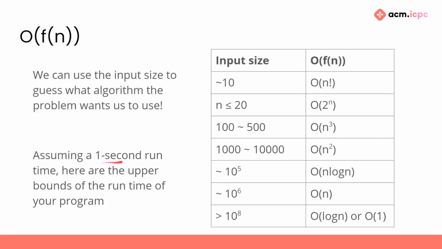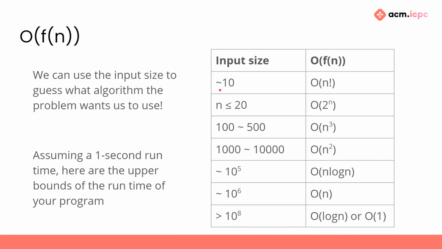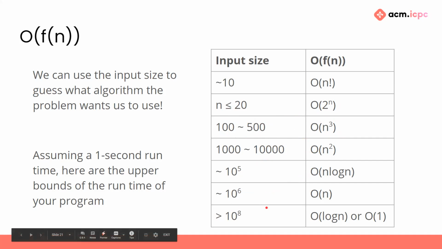So assuming that the problem has a 1 second runtime limit, we can use this table to infer what kind of runtime the problem wants our algorithm to be. If the input size is smaller than 10, it means your algorithm can be O of n factorial time. If the input size is smaller than 20, then your program can be O of 2 to the power of n. It can be exponential time. And then if the input size is between 100 to 500, it could be telling you that your program's runtime is probably faster or at least equal to O of n cubed, and so on and so forth. You can refer to this table later on if you want to check it out.